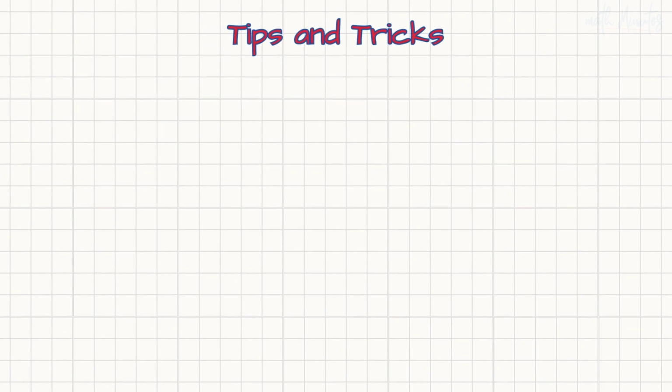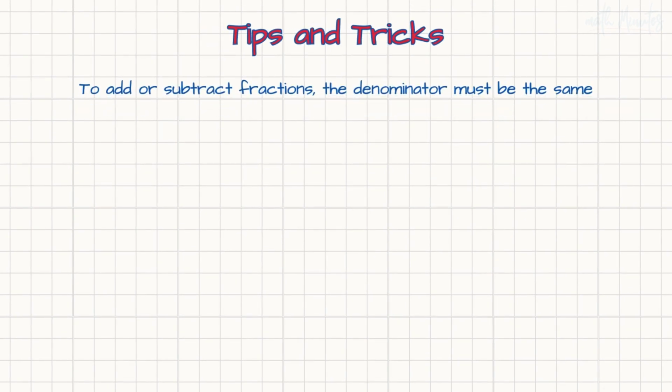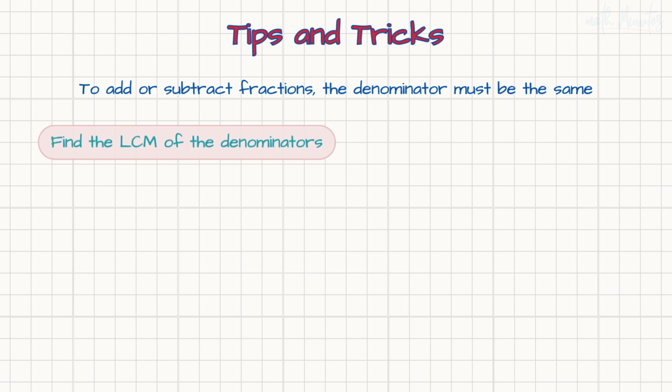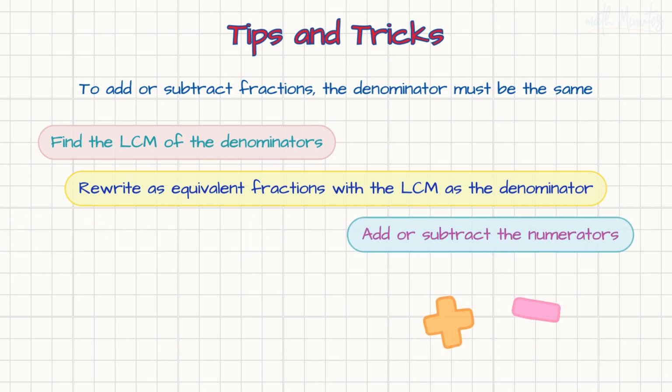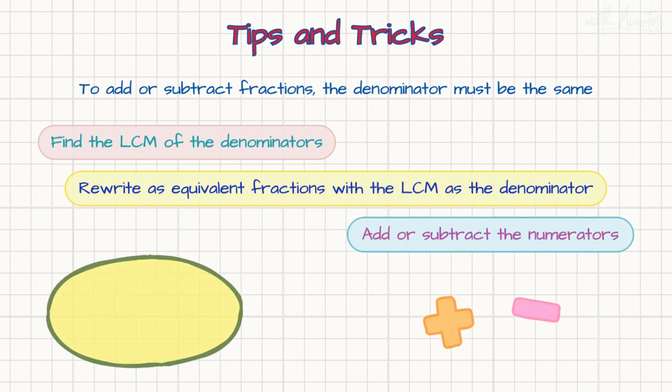The key with both adding and subtracting fractions is to make sure the denominators are the same. If they're not, we need to find a common denominator. The first step is to find the lowest common multiple of the denominators of the fractions we're considering. We can then rewrite each fraction as an equivalent fraction with this same denominator. At this point, it's a simple case of adding or subtracting the numerators. Remember, keep your work neat and organized and simplify your final fraction if you can.